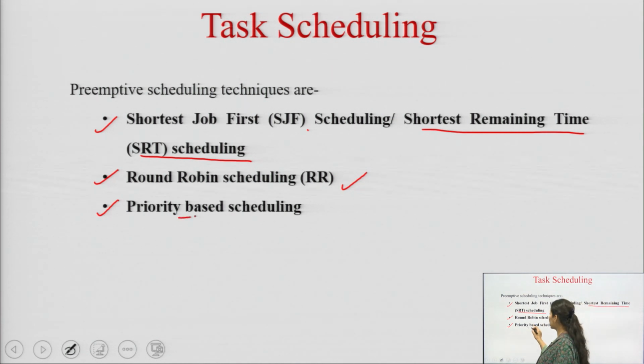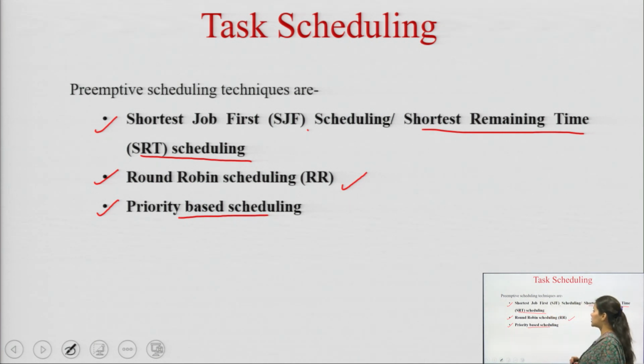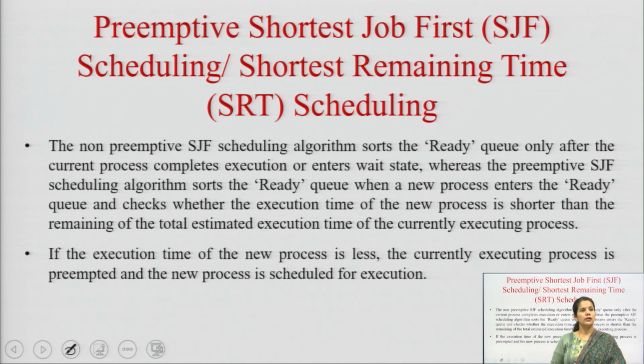Third type of scheduling in this category is priority based scheduling. Every task is assigned a priority in prior, and according to the priority assigned to the different tasks, execution will take place accordingly. Let us go into details of these scheduling mechanisms one by one.